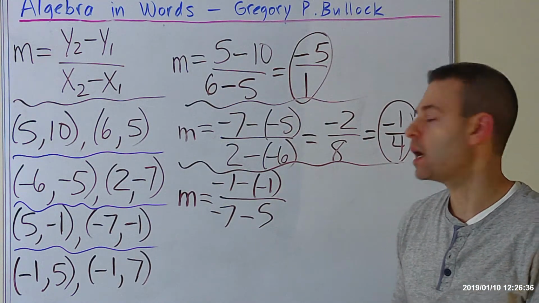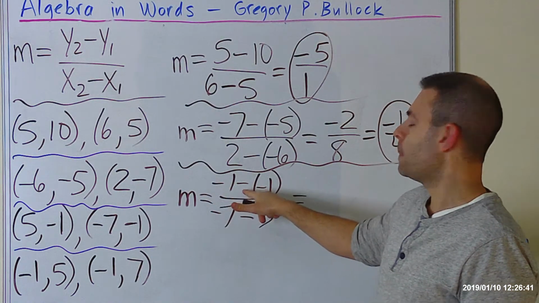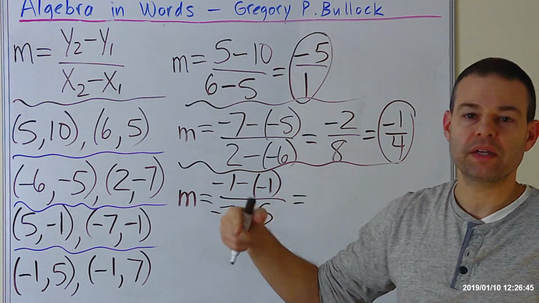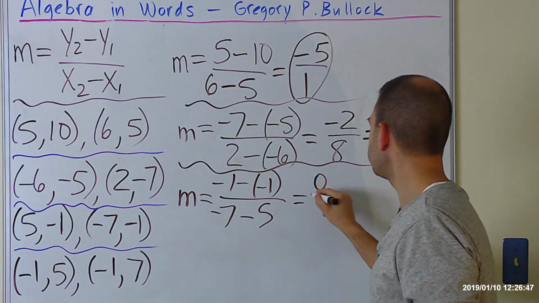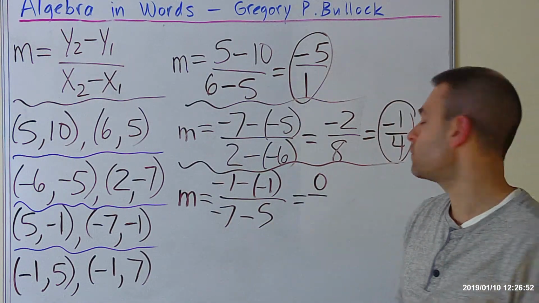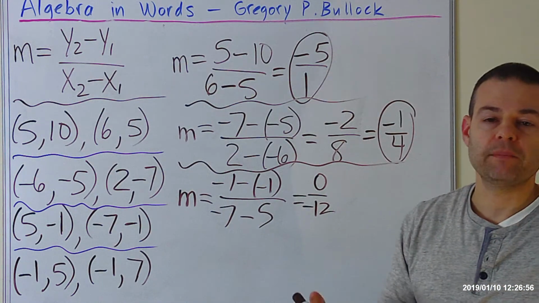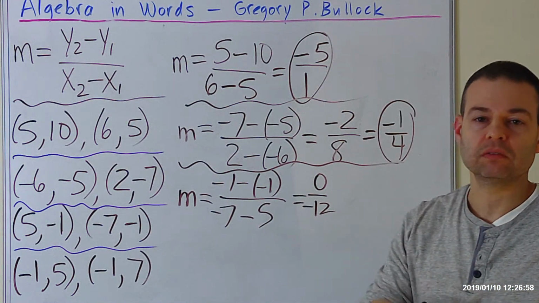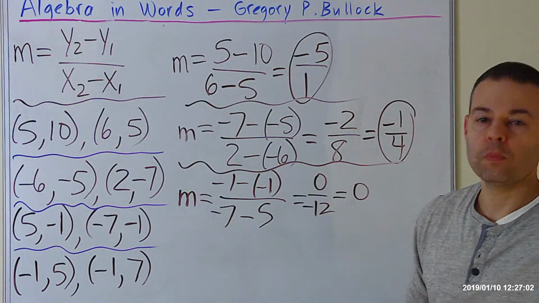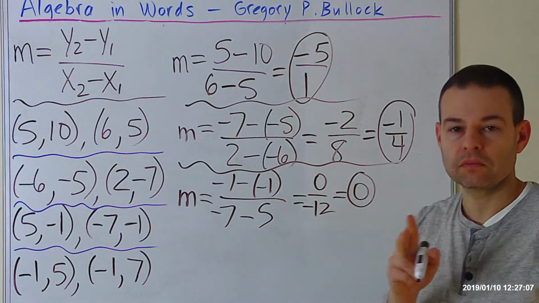Let's simplify the top. Well, we have negative 1 minus a minus 1, which is like negative 1 plus 1. Negative 1 plus 1 is 0. And in the bottom, negative 7 minus 5 is negative 12. Now, what is 0 divided by any number with the exception of 0? It's 0. So the slope is 0. We'll come back to that aspect in a few seconds.